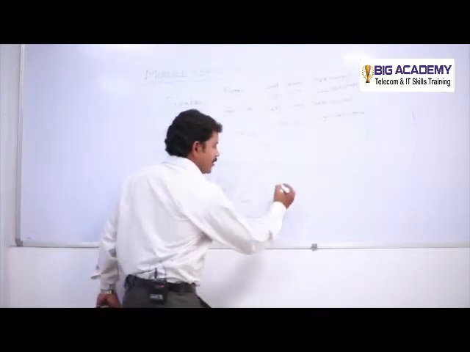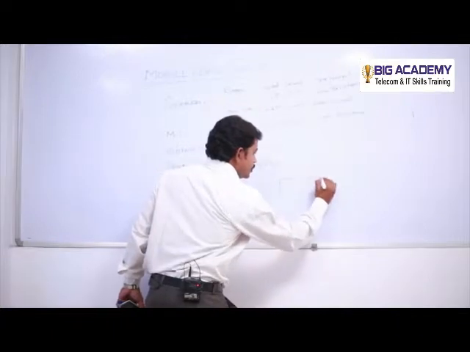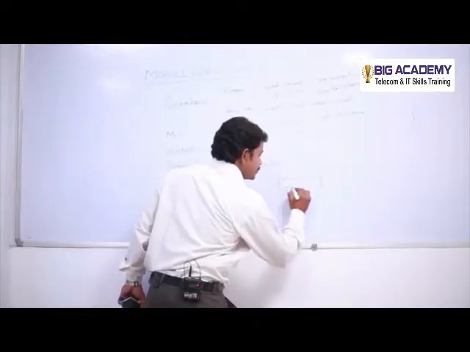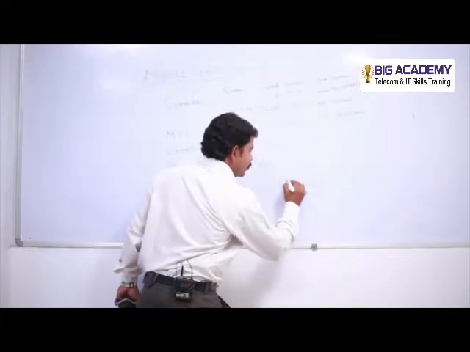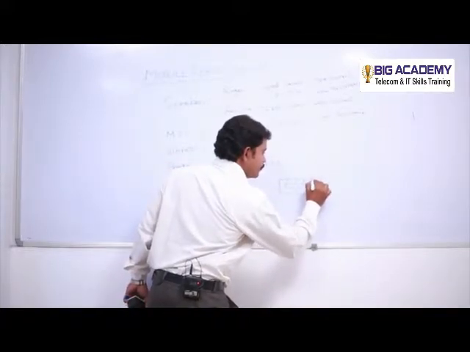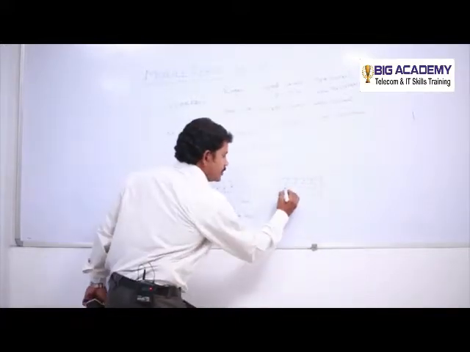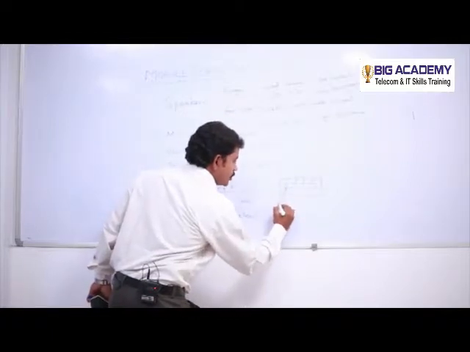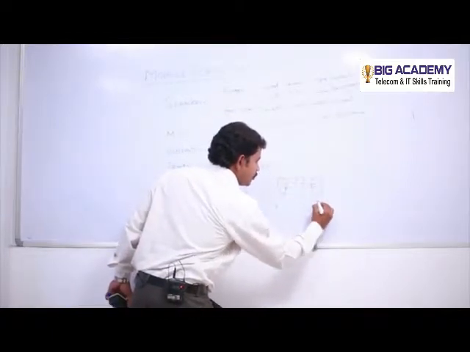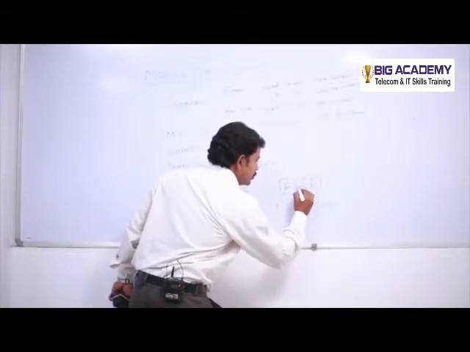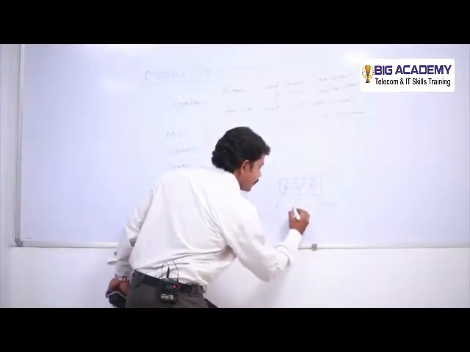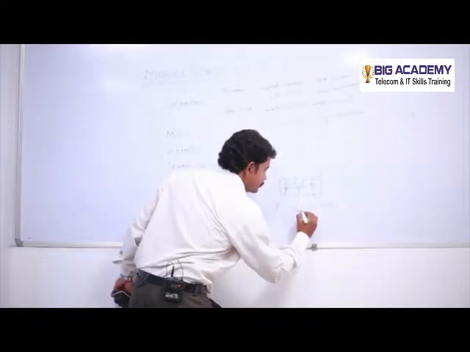So normally we will have a USB pin like this. 4 pins are there. 1, 2, 3, 4. And this pin number 1 is voltage. Fourth one is ground. And 2 and 3 are data.